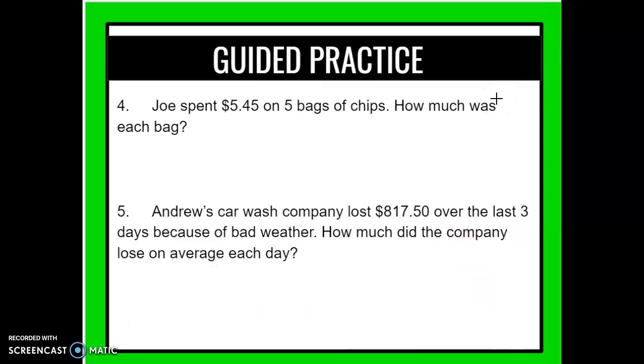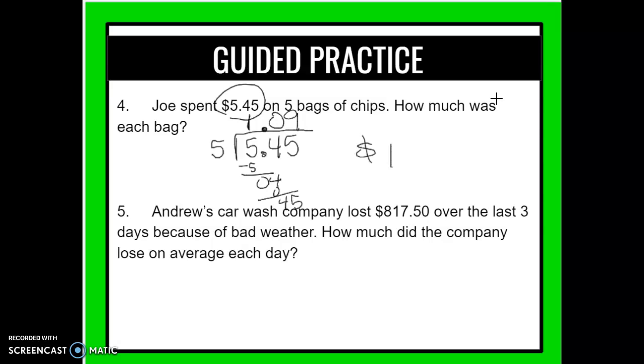Let's look at the 2 word problems. So Joe spent $5.45 on 5 bags of chips. How much was each bag? So this is my total amount, and I need to find out how much for each bag. So I'm going to divide by 5. Bring the decimal up. 5 goes into 5 one time. 5 goes into 4 0 times. So I'm going to put a 0, bring down the 4 and then the 5, and then 5 goes into 45 9 times. So it is $1.09 each.